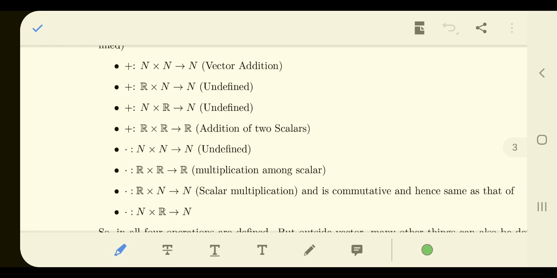Multiplication of two vectors is also not defined. We are not going to multiply two vectors. Then there is another thing, multiplication among scalars. Yes, it is defined, and we are using that. In fact, you have seen it in the associative property.